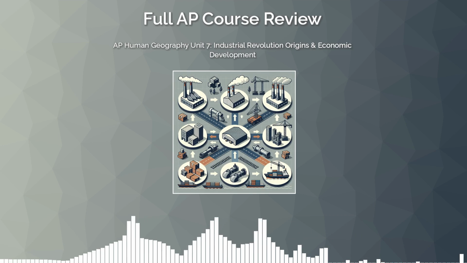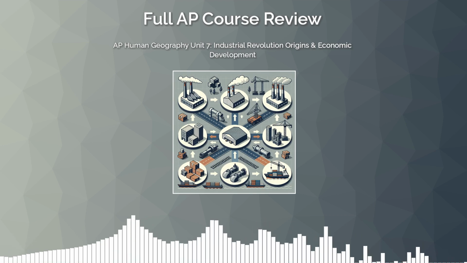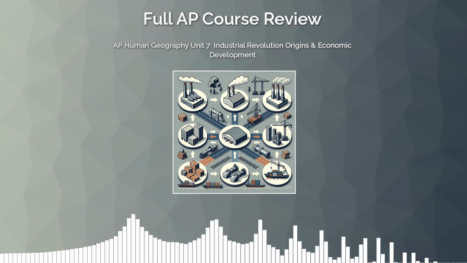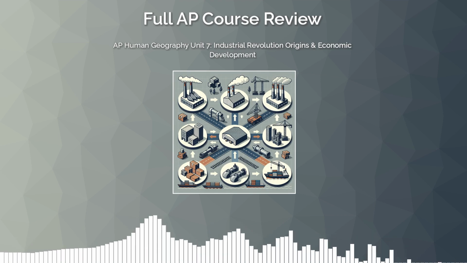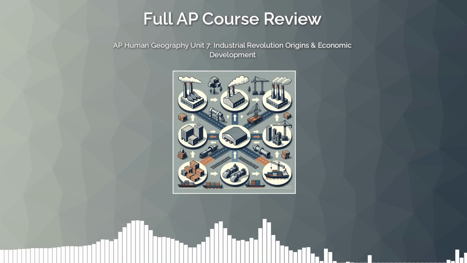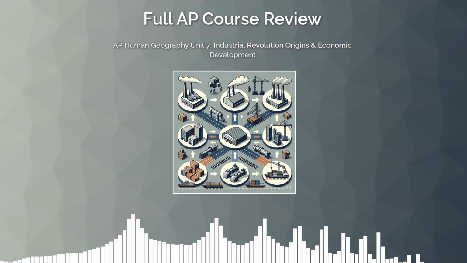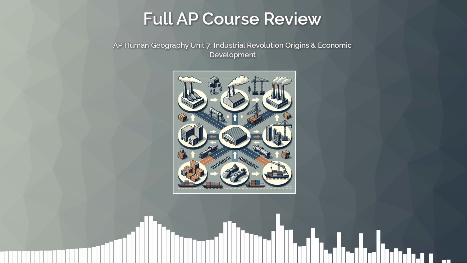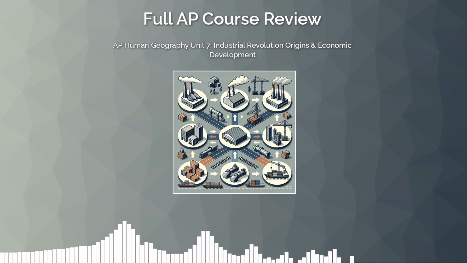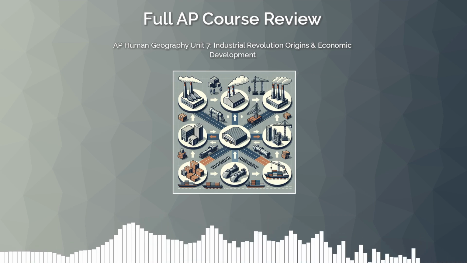Critics, particularly dependency theorists like Andre Gunder Frank, argue that the model ignores how colonialism kept peripheral nations underdeveloped so that core nations could industrialize. That critique connects directly to Wallerstein's world systems theory, which you'll encounter more deeply later in Unit 7, but you should already be threading these concepts together.